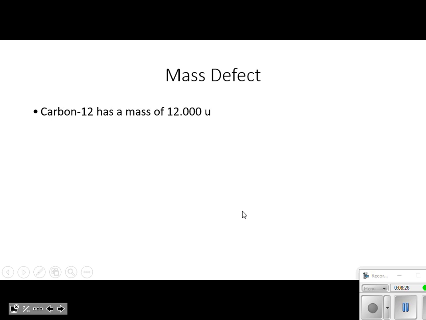Now, the mass defect. Carbon-12 has a mass of 12 atomic mass units. Okay, 12 atomic mass units. It is a combination of 6 protons and 6 neutrons.